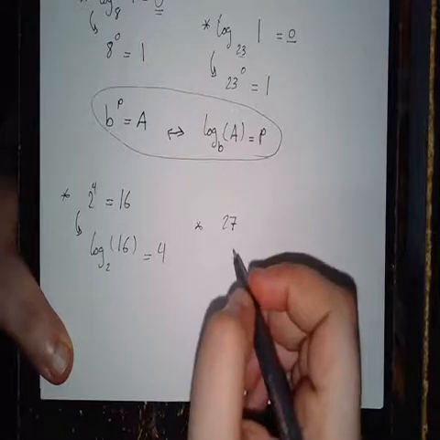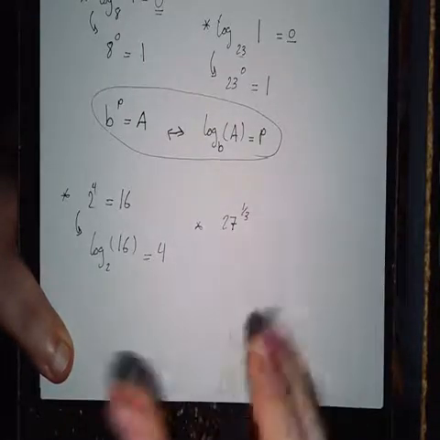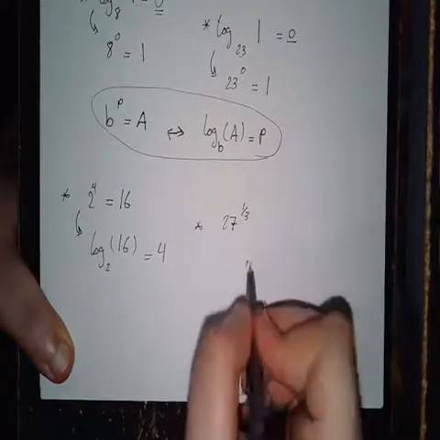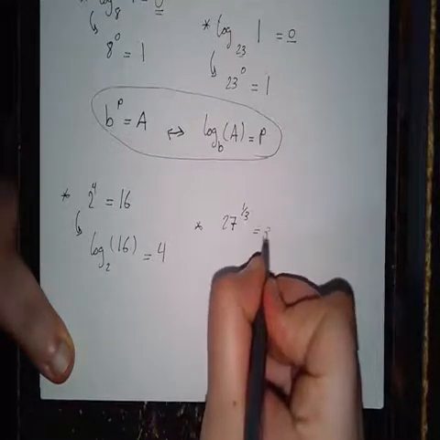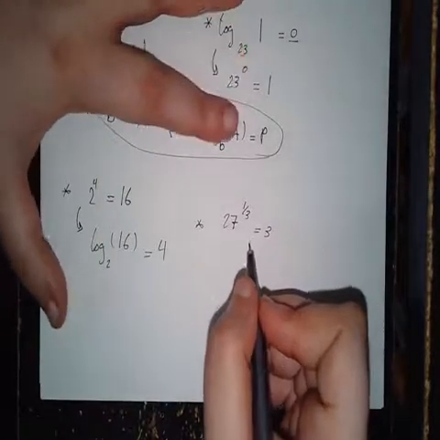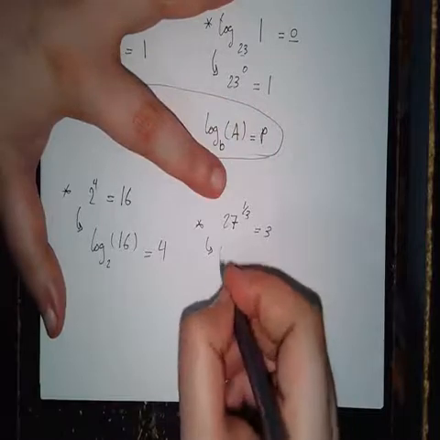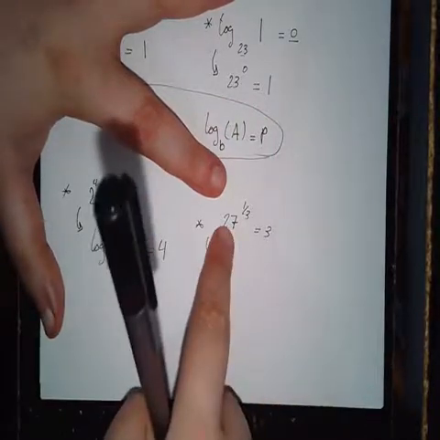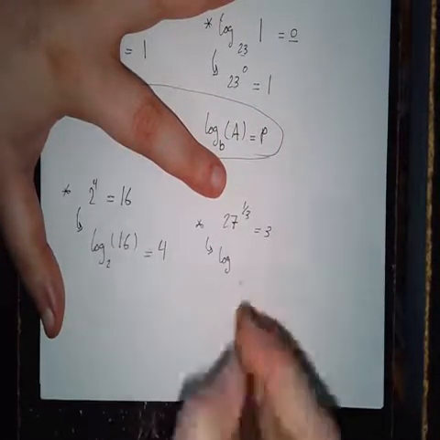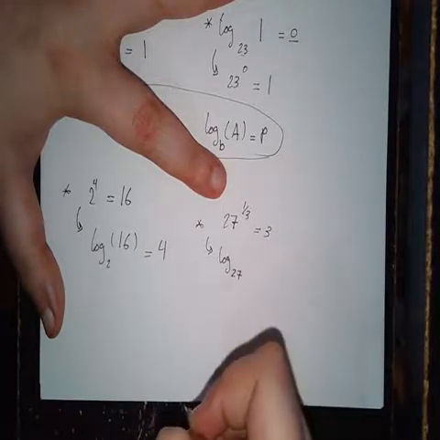27 to the 1/3 power. See, I'm starting to get a little mean here. And equals 3. But don't worry, I'm not asking you to solve it, just convert to log form. So, here you go. Log, the base of the exponential is going to be the base of the log. So it's base of 27.